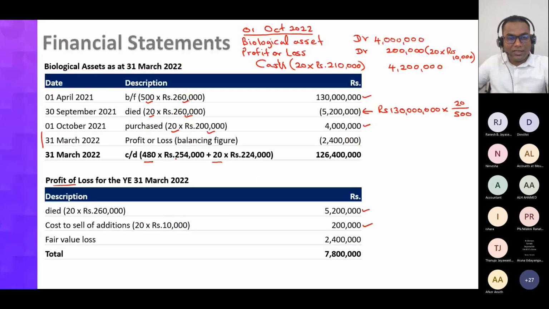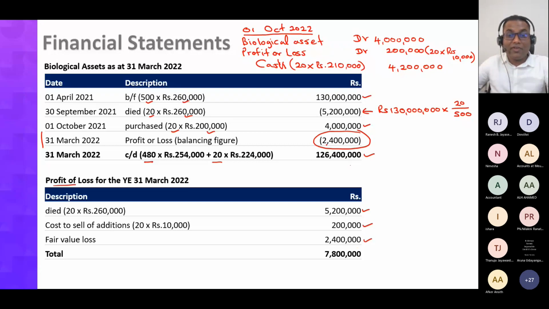480 cows, value less cost to sell 254,000, plus 20 cows, 1.5 years old, value less cost to sell 224,000. So what is the answer? 126 million 400,000. Then what is my balancing figure? This is my balancing figure in the schedule. It's a negative 2.4 million. It's a decrease of the biological asset by 2.4 million. You credit the biological asset, in the double entry credit the biological asset, and debit charge to the profit and loss.